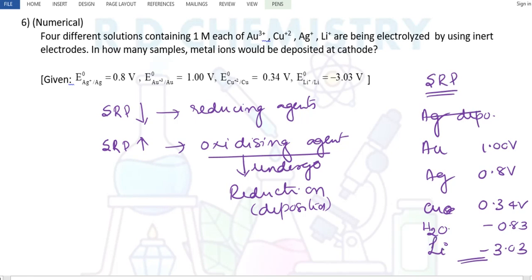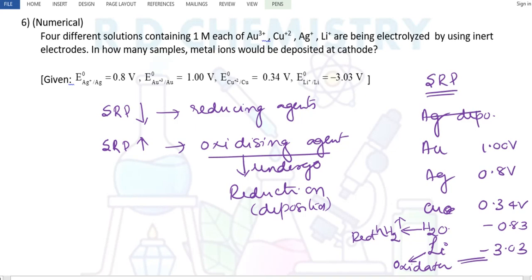Sorry, water can now oxidize lithium. Water can oxidize lithium. Lithium undergoes oxidation. That means water undergoes reduction to give hydrogen gas. What undergoes reduction? So lithium undergoes oxidation, and water undergoes reduction to give H2 gas.